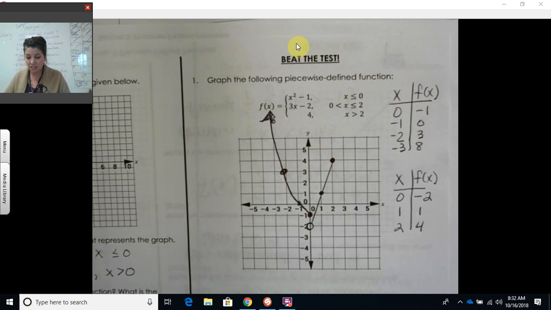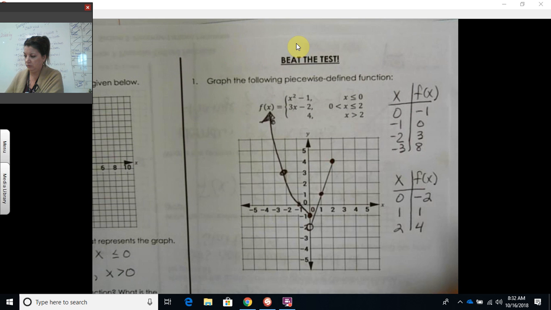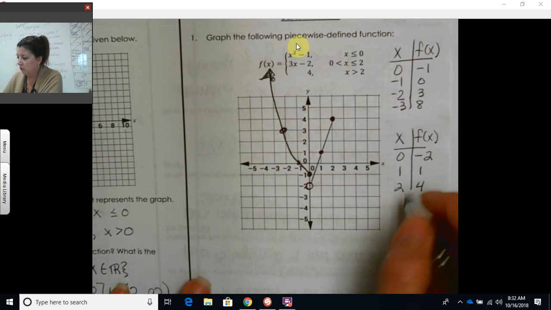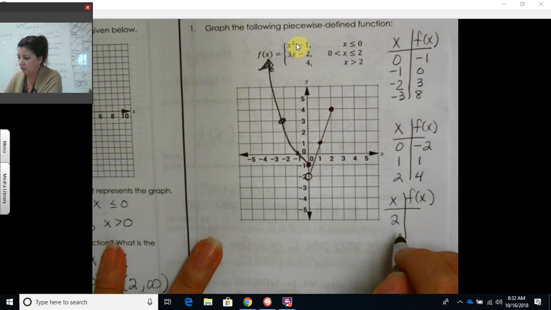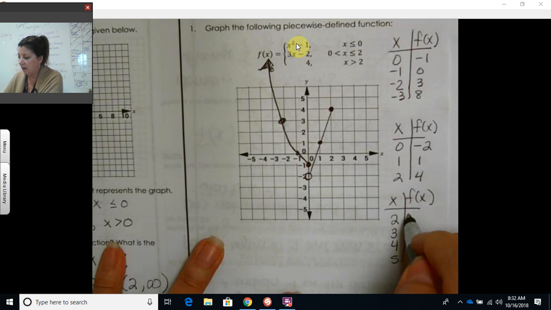And when x is greater than 2, y is 4, okay? So 2 would be my starting point. Give me some other values when x is greater than 2. 3, 4, 5. So when x is greater than 2, y is 4. That means all of these have y values of 4, all the way to positive infinity, right?